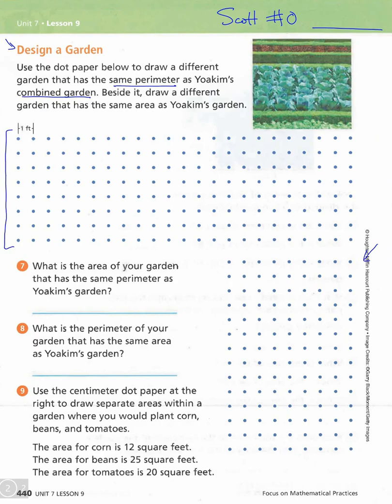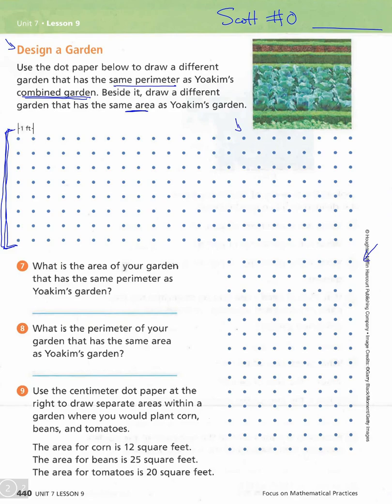And then beside it, so next to it, just kind of maybe under this picture, so over here, draw a different garden that has the same area. So you're going to do 2 drawings in this top dot paper section, 2 drawings. One that has the same perimeter as Joachim's combined garden, and then one that has the same area as Joachim's garden. Okay, so use that dot paper, work on those, and when you're ready to go on, pause the video, work on those, and when you're ready to go on, start back up.